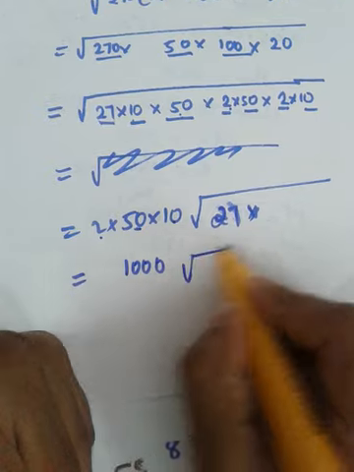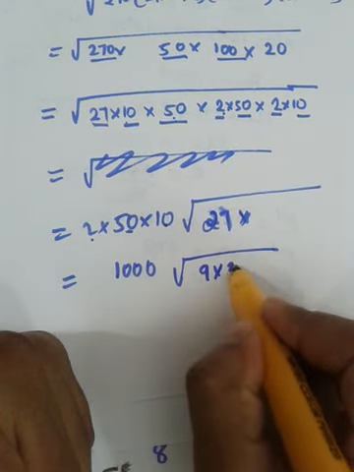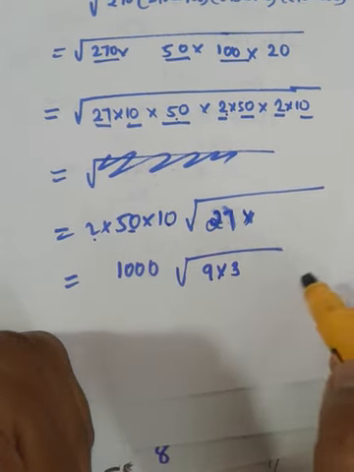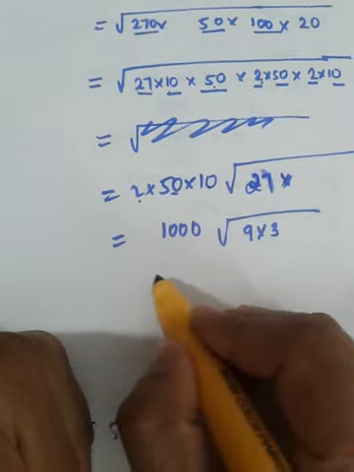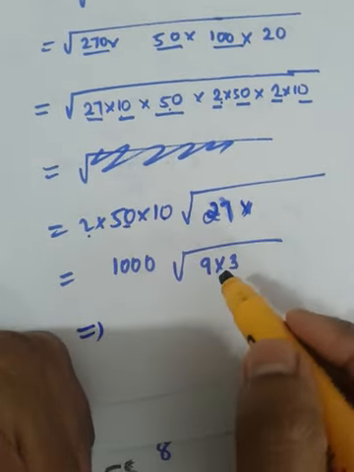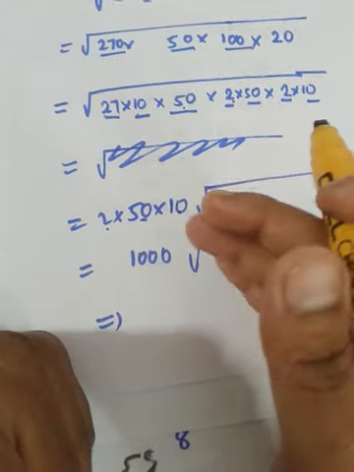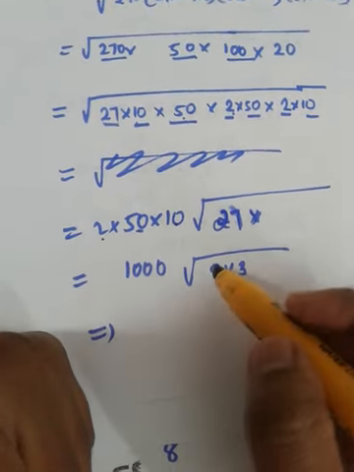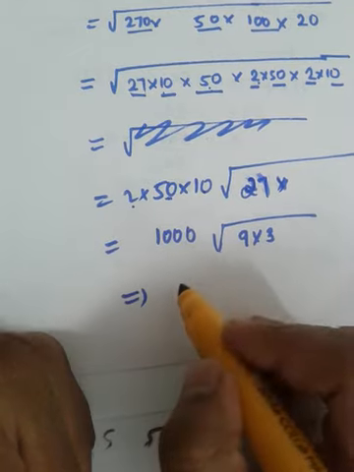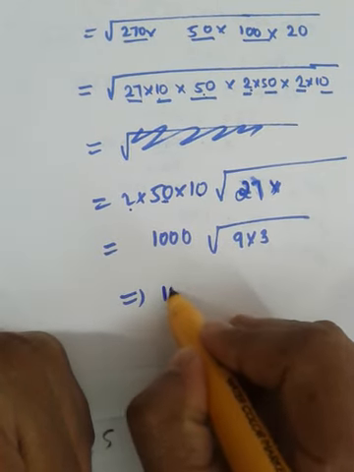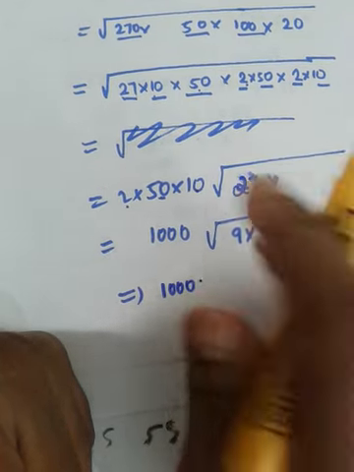Clear? And the square root of 27, can I write 9 into 3? Yes, I can write, because 9 into 3 is 27. So you can ask me, why sir, why? Because we need the most simplified answer. That's why we are going to the next step, because I can write 27 as 9 into 3. Now you just see the magic. 1000 outside. Are you following me?